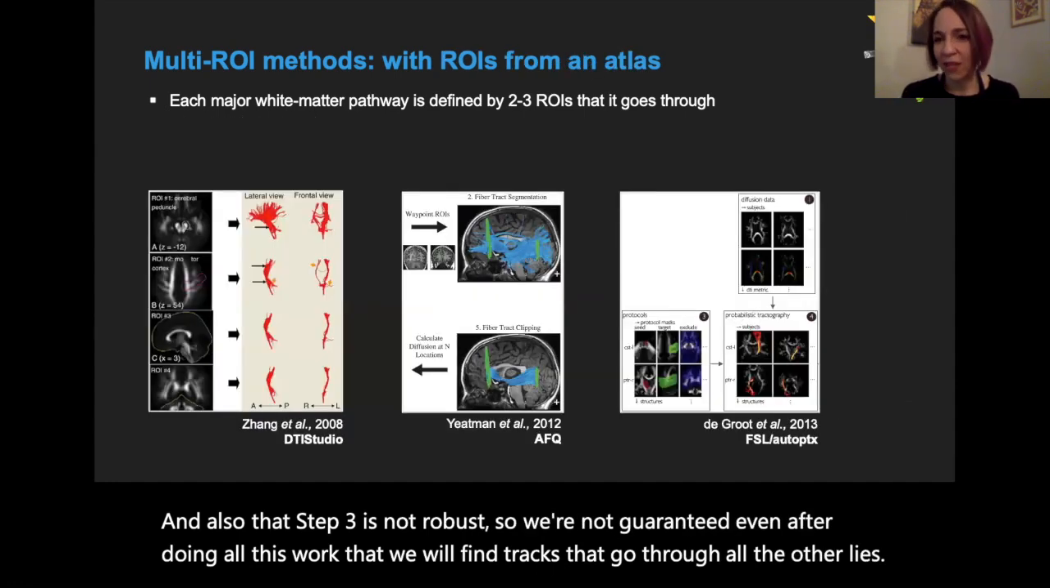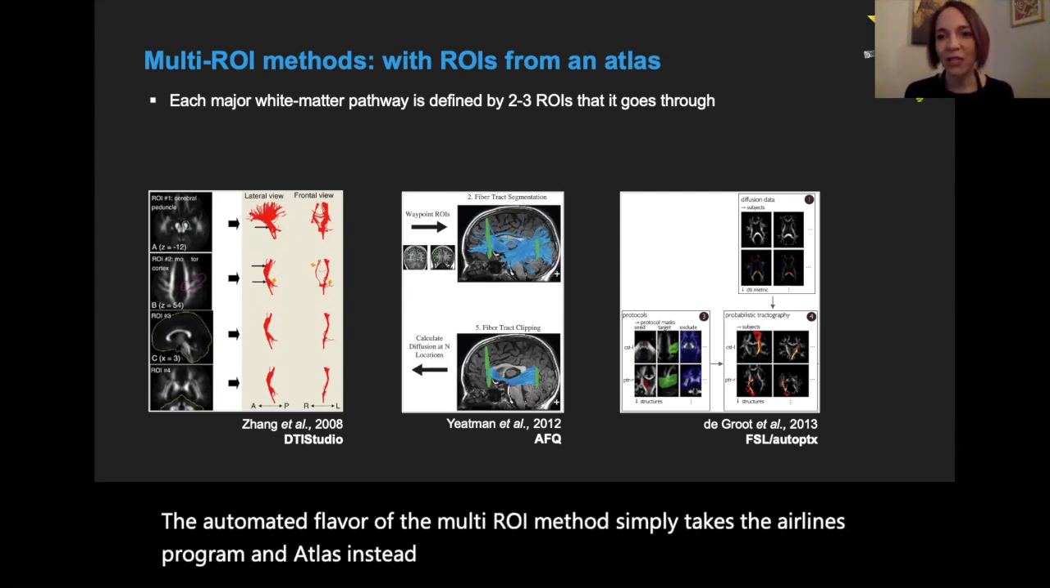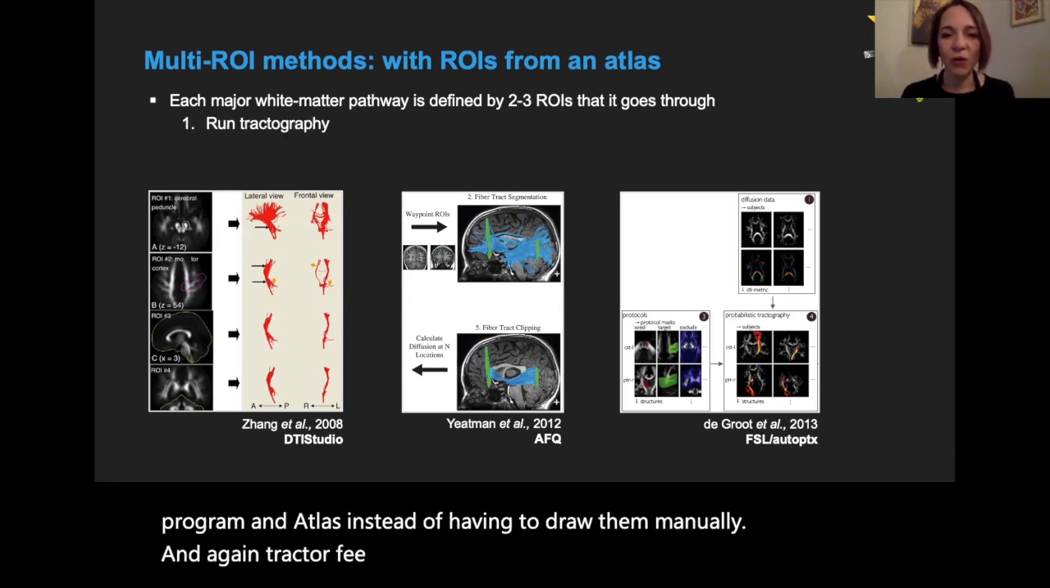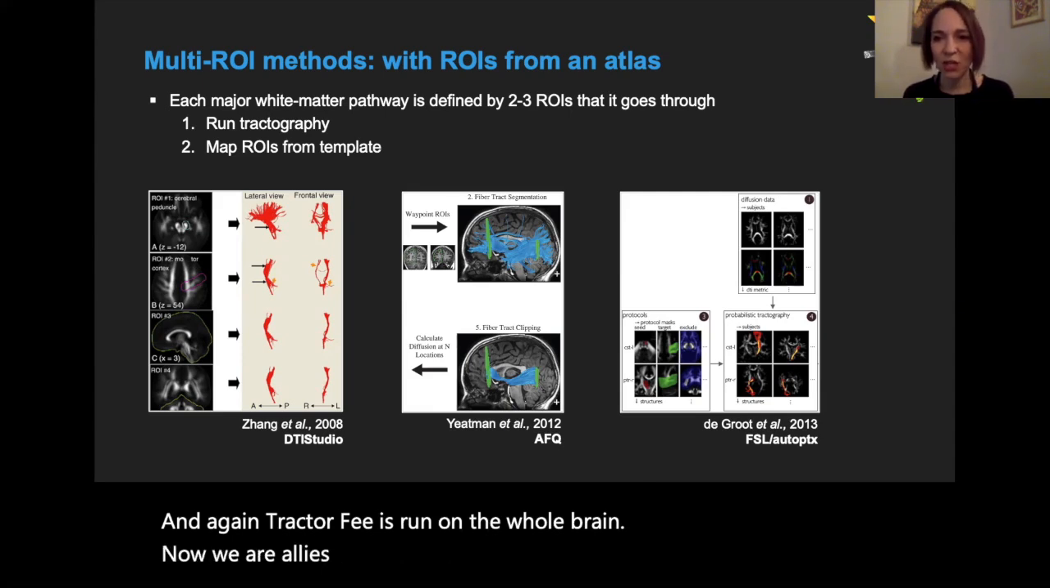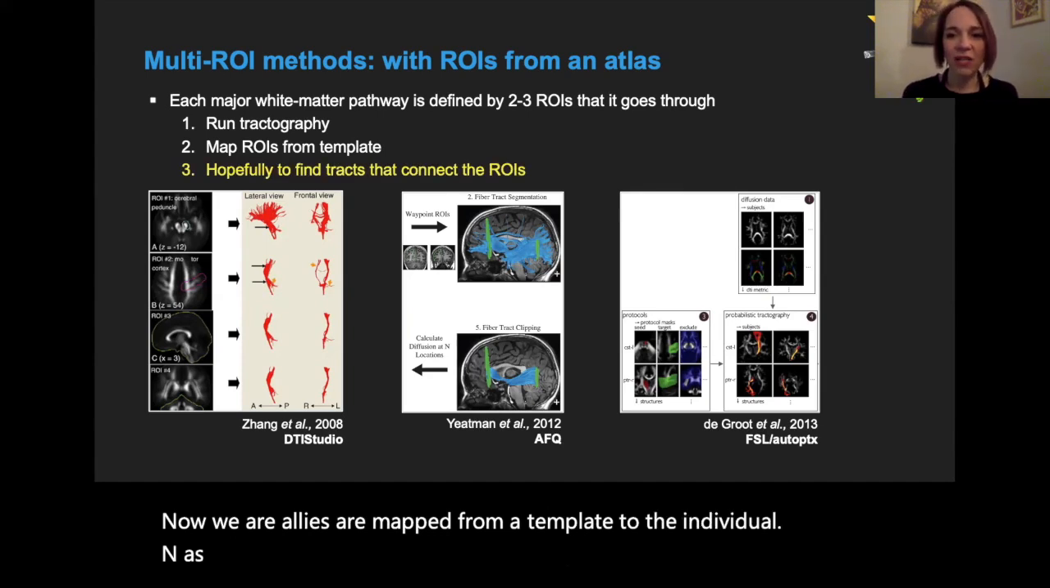The automated flavor of the multi-ROI method simply takes the ROIs from an atlas instead of having to draw them manually. And again, tractography is run on the whole brain. Now the ROIs are mapped from a template to the individual. And as before, we hope that we find tracts in the individual that connect all these ROIs.